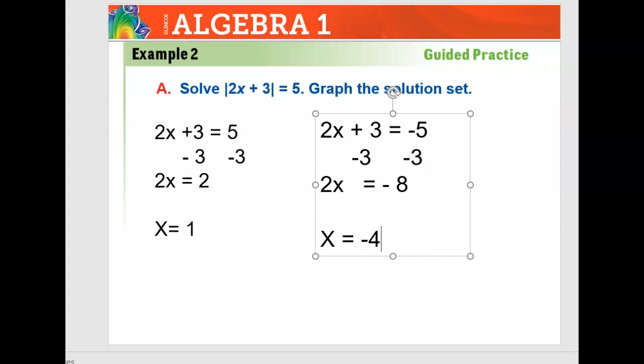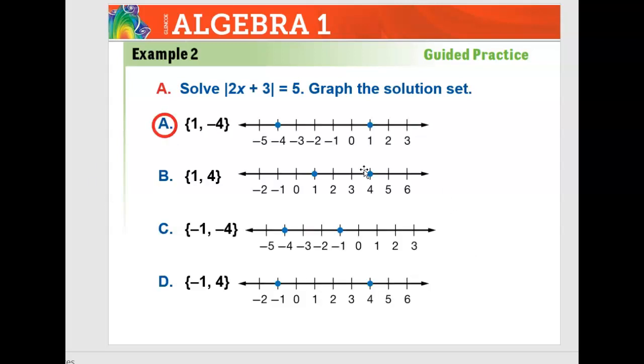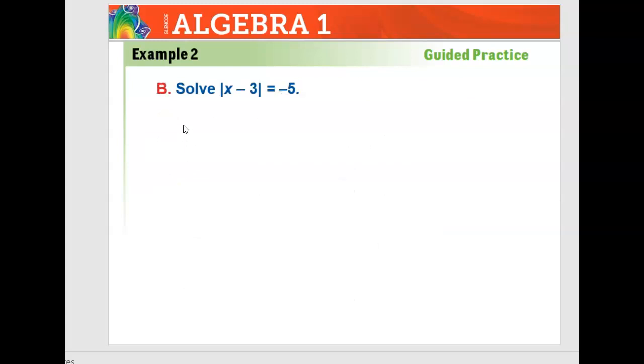Then the next part asked you to find the solution graphed on a number line that represented that. So you should have chosen answer choice A. And then we did one more example.